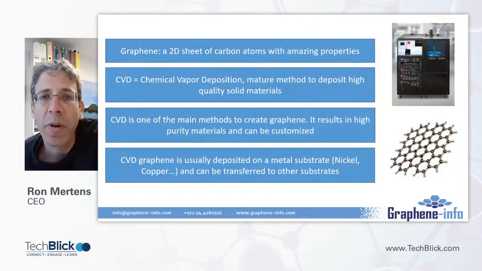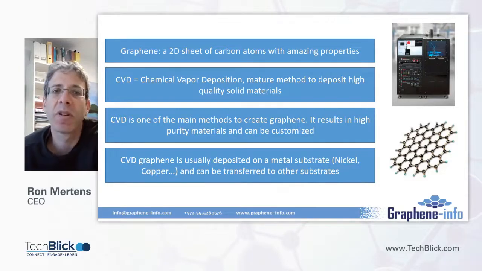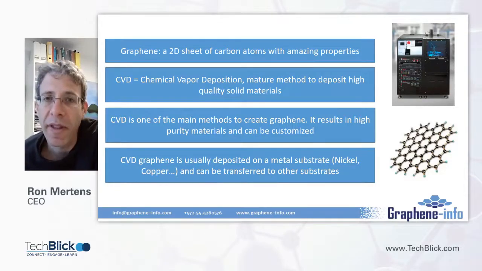So graphene, as you probably know, is a two-dimensional sheet of carbon atoms arranged in a honeycomb lattice. Graphene has amazing properties. It is the world's most conductive material to both heat and electricity. It is extremely strong, it is flexible, and it has interesting optoelectronics properties. CVD is one possible method to create graphene.